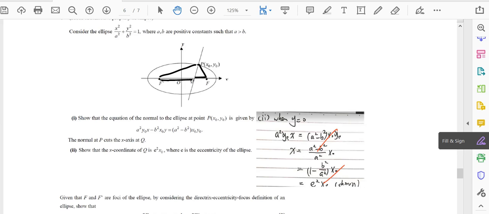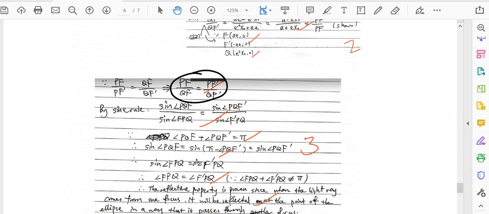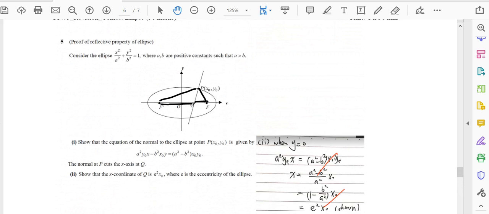What is this trying to tell you? PF over QF equals PF prime over QF prime. If you recall your sine rule, PF over QF is the same as the ratio of the sines of two angles. PF over QF will be the sine of the opposite angle here, which is PQF, over the sine of the angle opposite QF, which is FPQ. So we're saying that this ratio is equal to that.